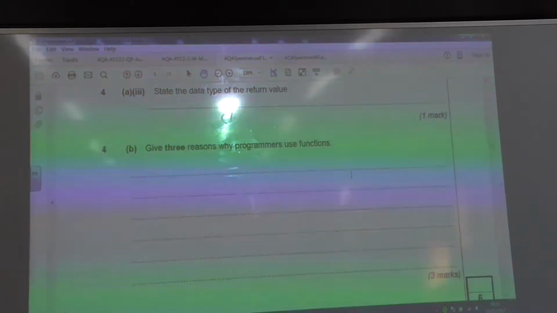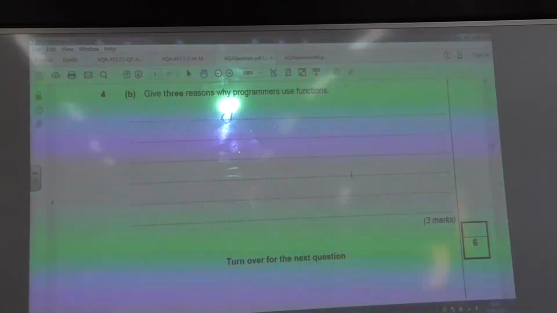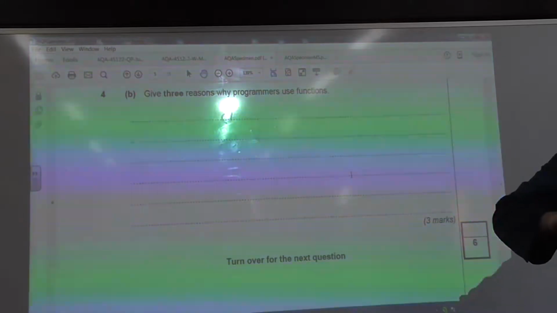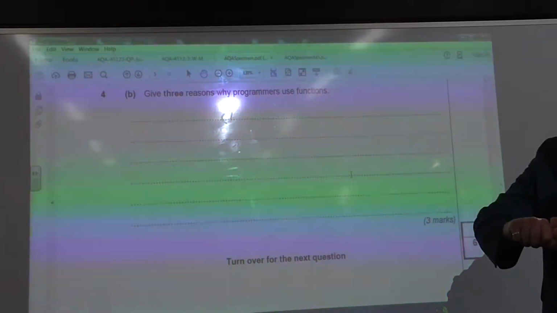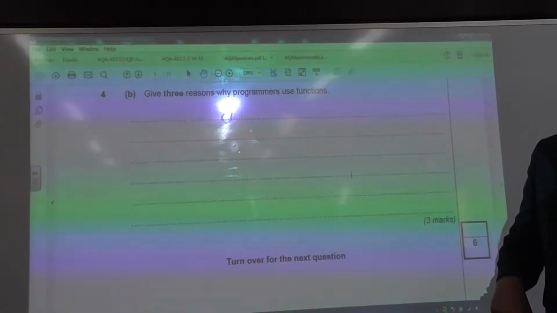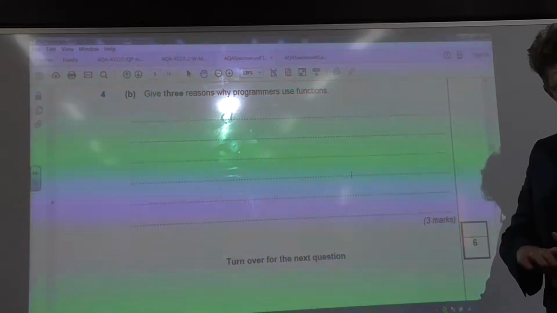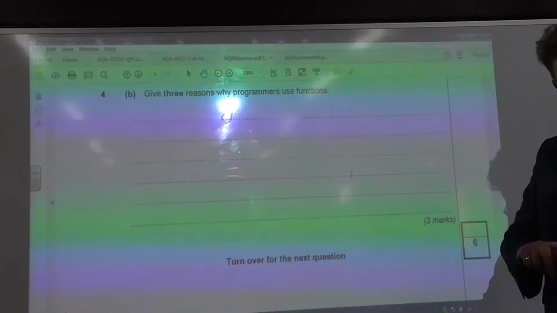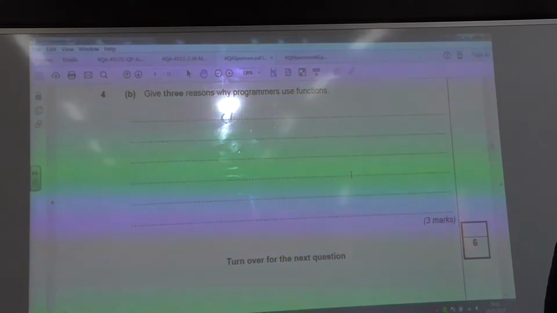Improves robustness. Why? Because errors can easily be found. Improves robustness because errors can more easily be found. Anything else? If you fix the error in one place, you fixed it in all places. Efficiency. Because you can repeat it multiple times, you use up fewer lines in the program. So does that come under readability still? Hopefully, yes.